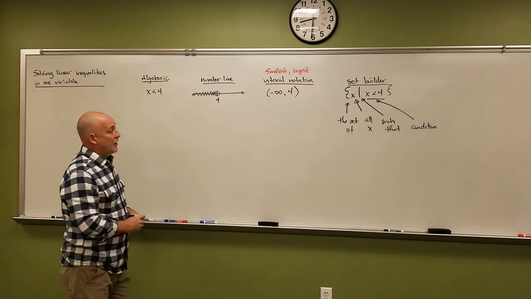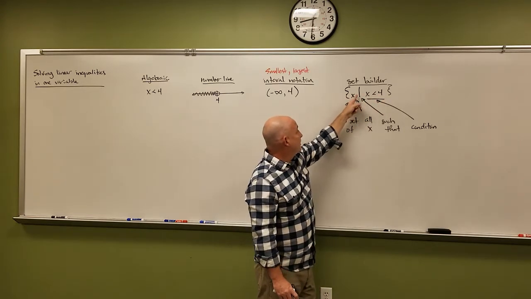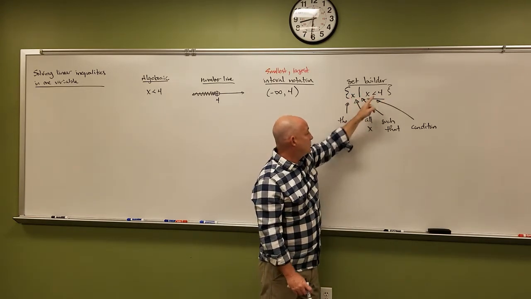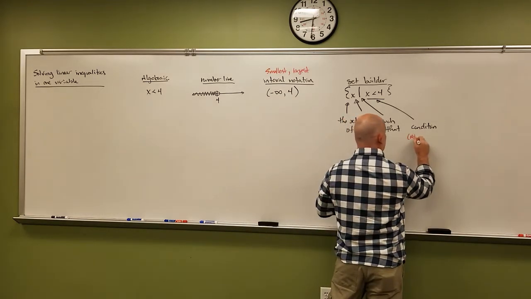Okay, so there's set builder notation. Real easy way to think about it. It's just going to have the curly brackets, the variable you're talking about, straight up and down bar, and then this piece right here, this piece should always be your algebraic answer.